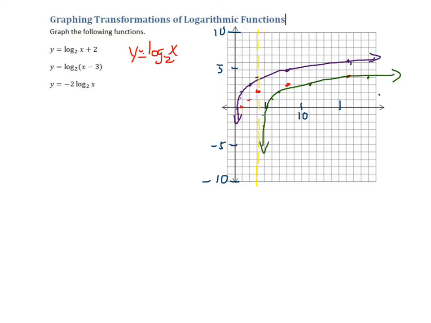And last but not least, if we take this negative 2 log base 2 of x, the negative is going to take all the red points and make them negative. It's going to flip them upside down. It'll take the negative ones and make them positive. And then it's going to stretch them twice as far. So, for example, we'll take this one here that was over at 16, up 4. It's going to flip it down here to negative 4, and drop it down twice as far.